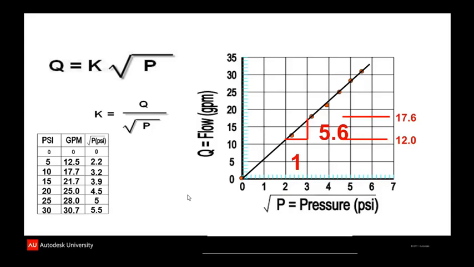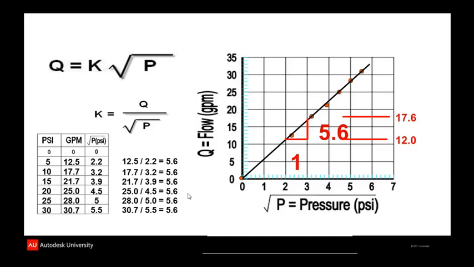rewriting the equation. And if we took each of the experiment results and refigured the K factor, 12.5 over 2.2 is 5.6, 17.7 over 3.2, 5.6. For each one of the results that we got, it's 5.6.